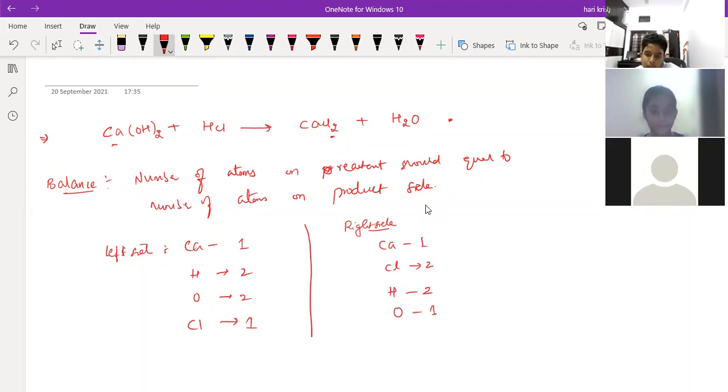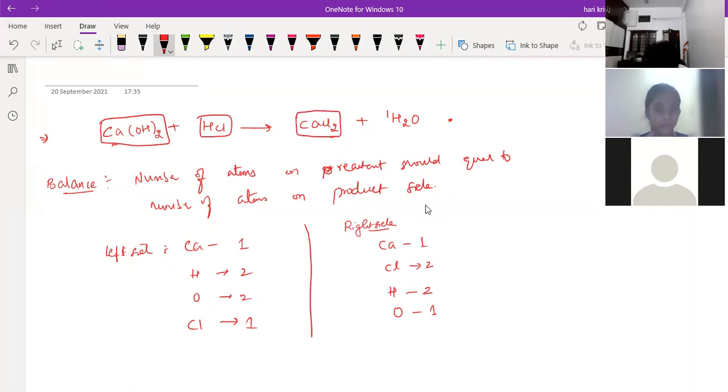Now we have 2 chlorines here. To make 2 chlorines, first you have to make a box around each formula, so that we should not disturb any number present inside the box. Clear? Now, how many chlorines are there on the right side? 2. But on the left side we have only 1, right? To make it 2, we have to multiply with 2 only. 2 HCl means 2 chlorines will be there.